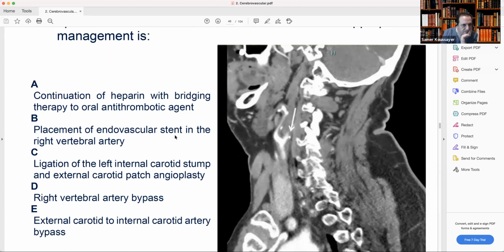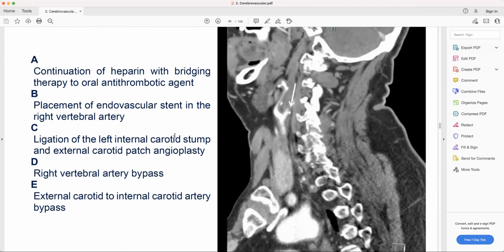The answer, I mean, yeah, okay. Question, go ahead. A: continuation of heparin with bridging therapy to an oral antithrombotic agent.